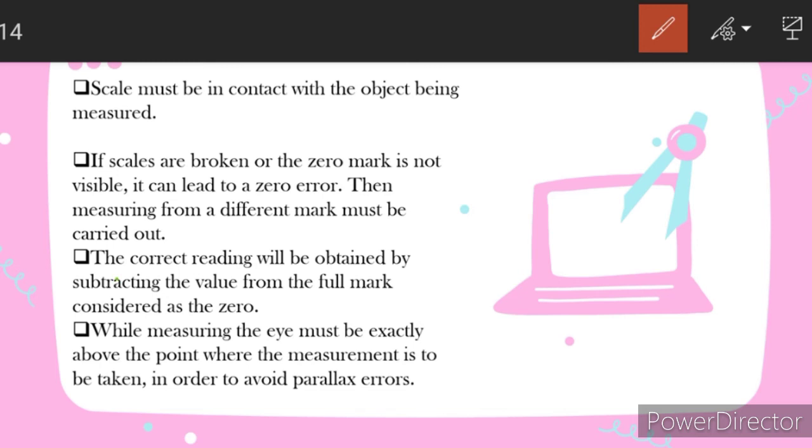The correct reading will be obtained by subtracting the value of the full mark considered as 0, as we have done. While measuring, the eye must be exactly above the point.